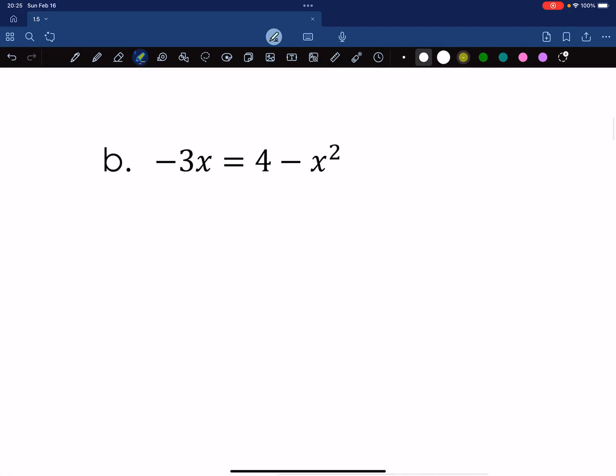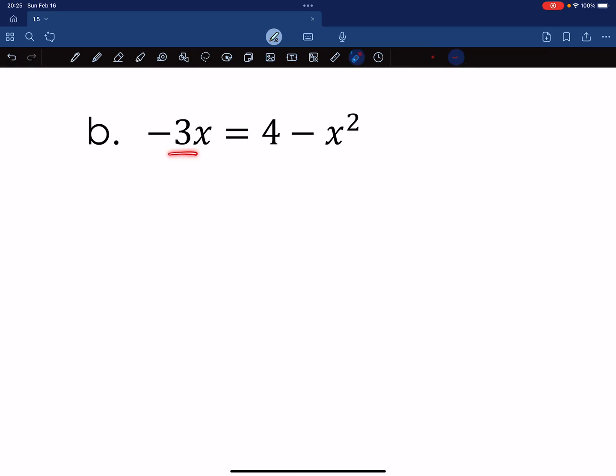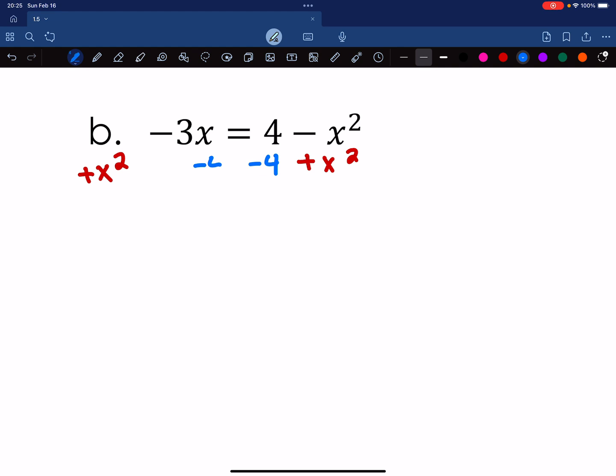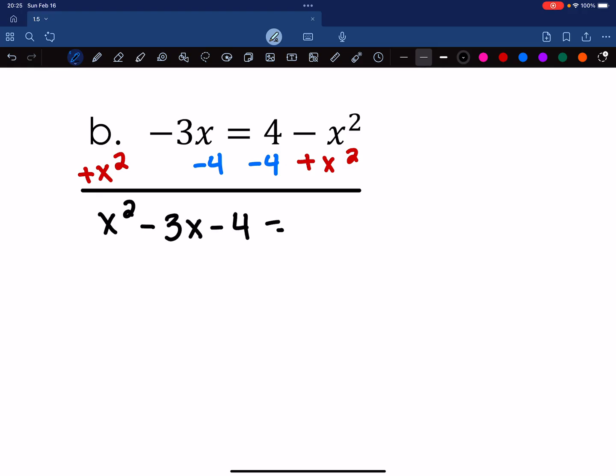Looking at the next one, notice that we have things on both sides of the equal sign. So we want to move all of this to the other side because we want a positive x squared. We're going to start by adding x squared to both sides, and in the same step, we're going to move over that 4 by subtracting 4 from both sides. When we do that, we get x squared minus 3x minus 4 equal to 0. And now we can factor.